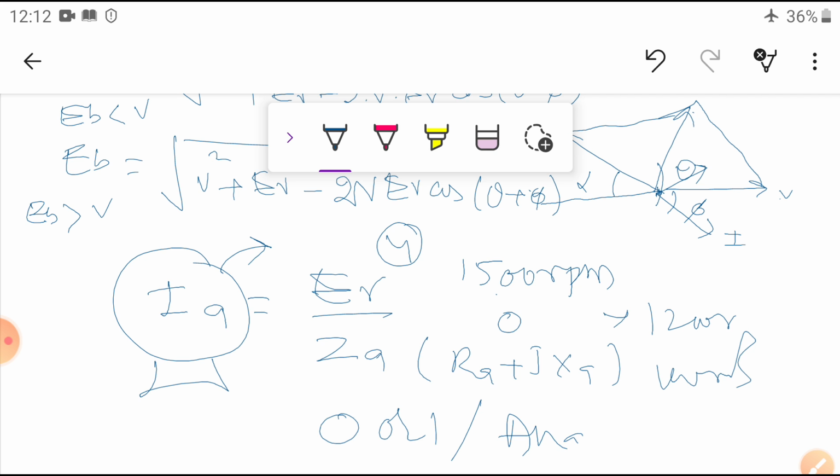Analog, what is the analog meters? From 0, 0.1, 0.2, 0.3, not in this case of synchronous machine. If you take the DC machine, what will happen?